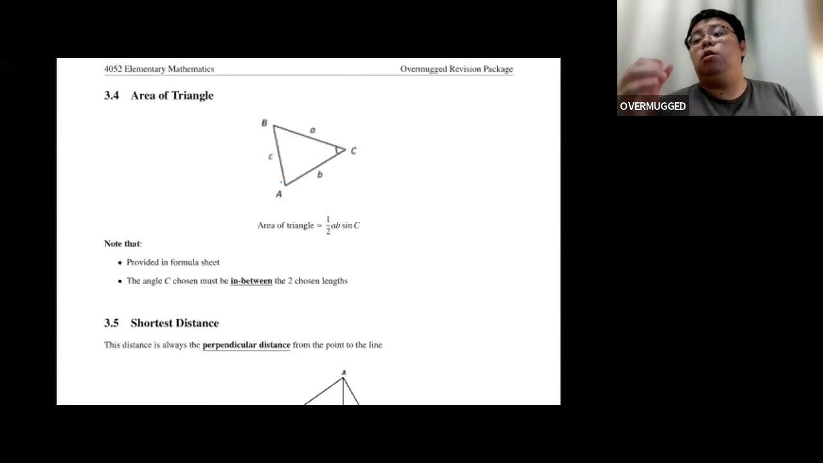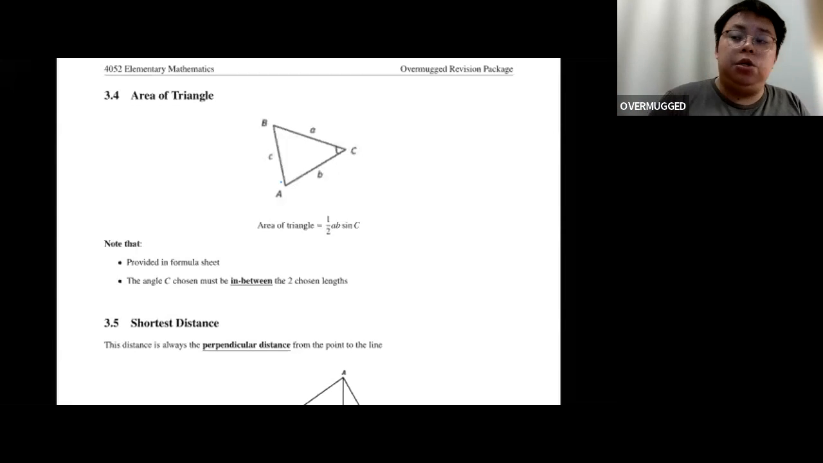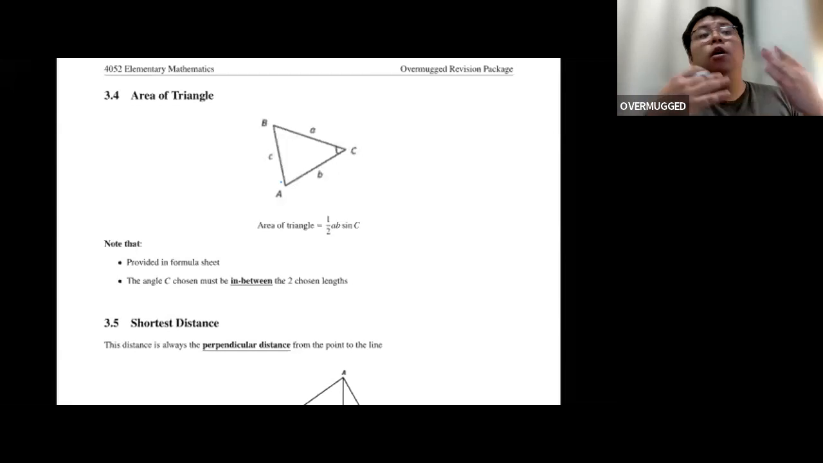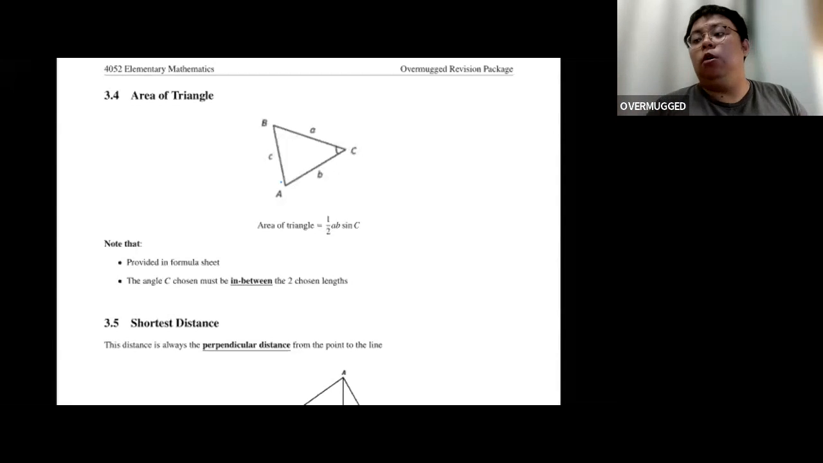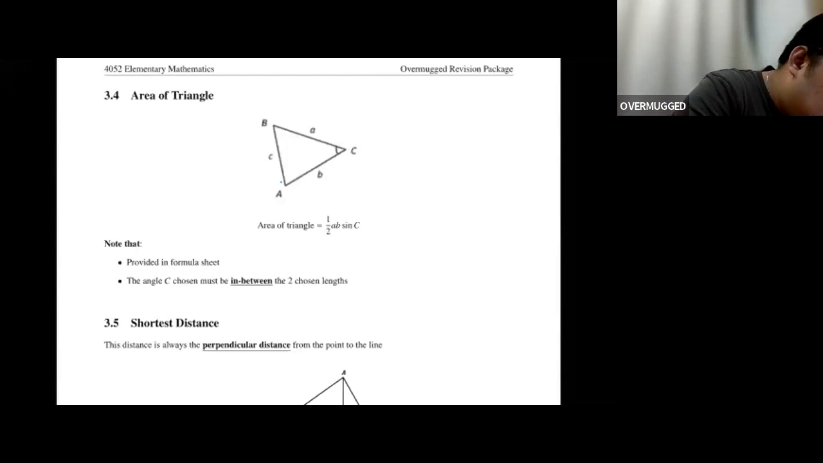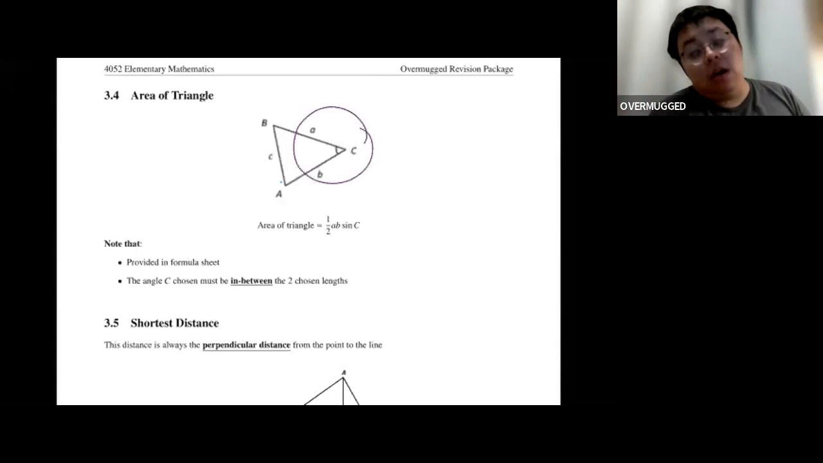Now, half AB sine C is also given to you in your formula sheet, so it's not necessary to memorize. But my suggestion is, if your head has enough memory space, memorize it so you don't need to flip your booklet. So it's just half AB sine C, nothing difficult. The only thing that you need to remember is that the angle must be in between the two lines. I repeat again, the angle must be in between the two lines, or what we call an included angle.